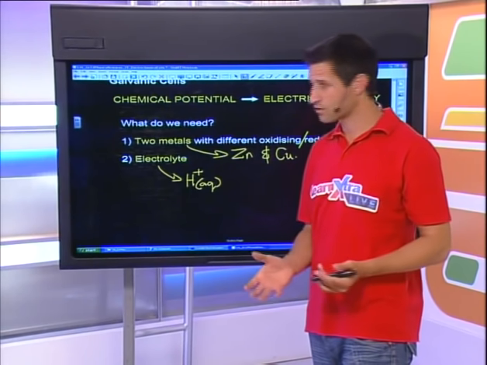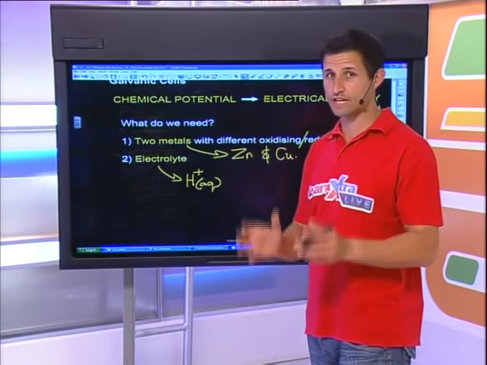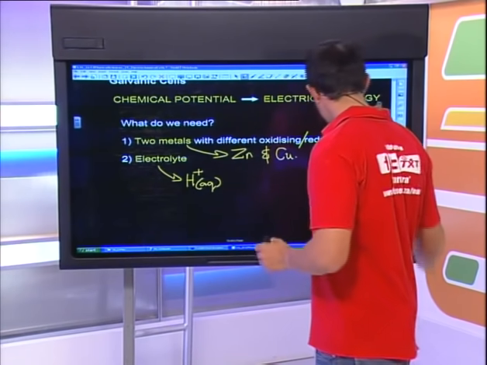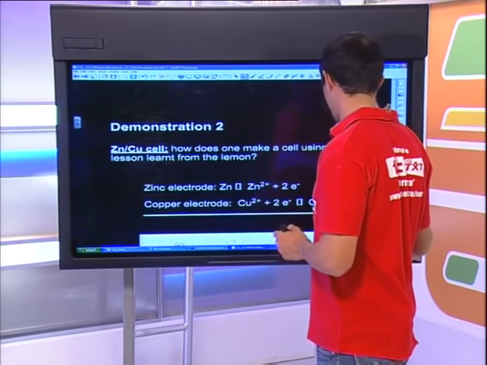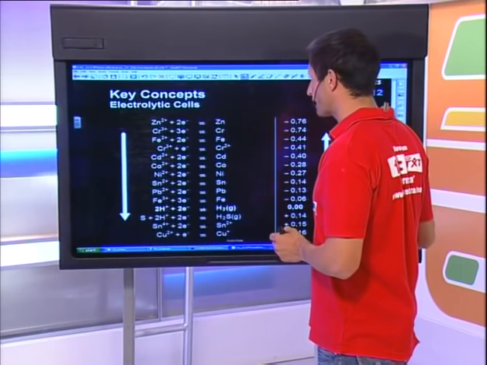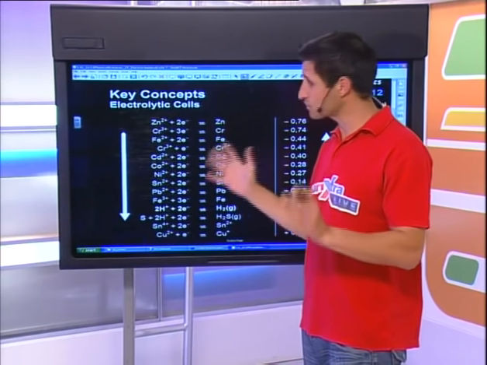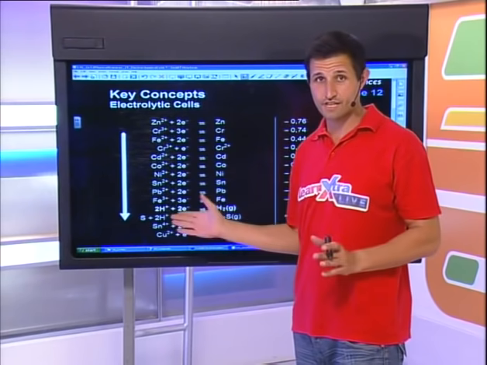We don't actually know. So what we've got to be able to do is work with something called a standard reduction potential table. I'm just going to flip that up on the board for a moment. And there we are. We're going to deal with this a little later with our electrolytic cells. Just to plan ahead, I want you to have this table in front of you.